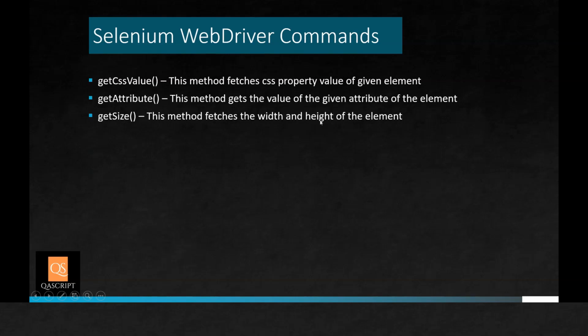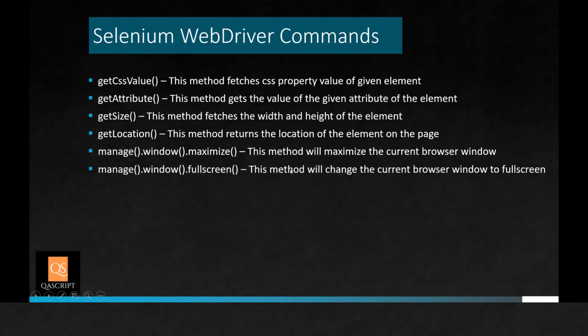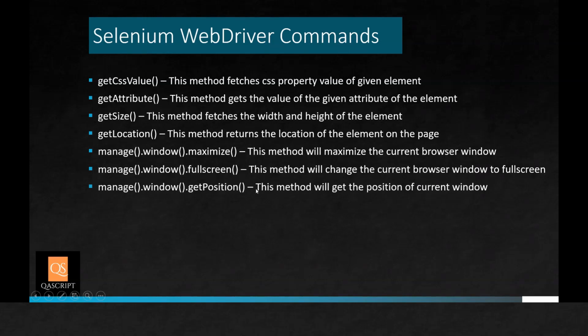getSize will basically fetch the width and height of the element. getLocation, it will return you the exact location based on the coordinates, right? Which this element is present on. Okay, now there are a few other manage window methods. Manage window dot maximize, this will maximize the current browser window. Dot full screen will change the current browser window to full screen. Get position, it will get you the position of the current window from the top of the page. Okay.